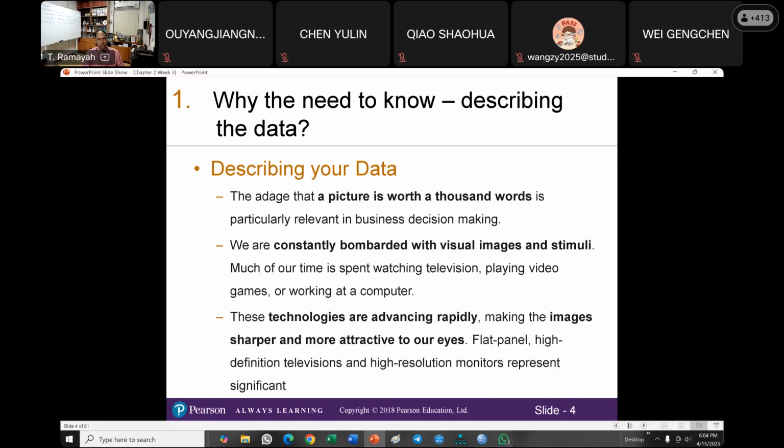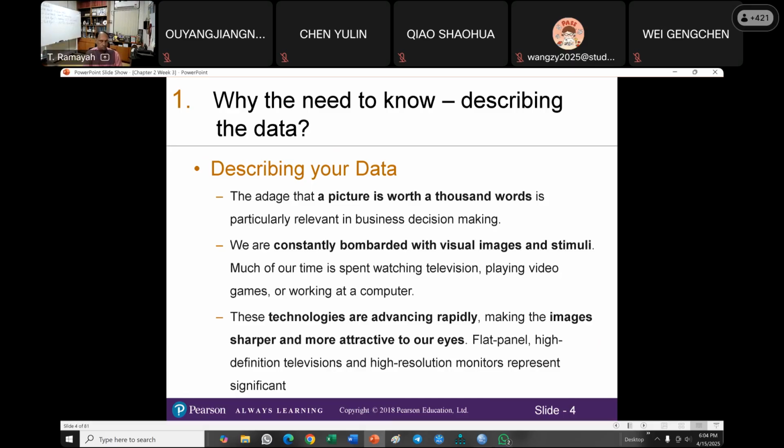The old adage is a picture is worth 1,000 words. But currently, if you see many software is developed by using pictures, where you can present whatever information that you want to describe in terms of infographics. So we still have lots of visual images that are being shown through the internet.